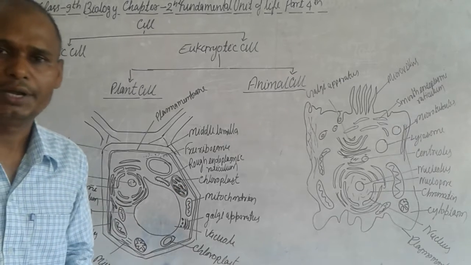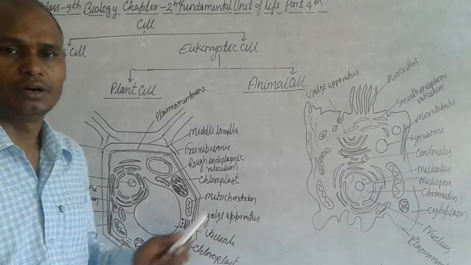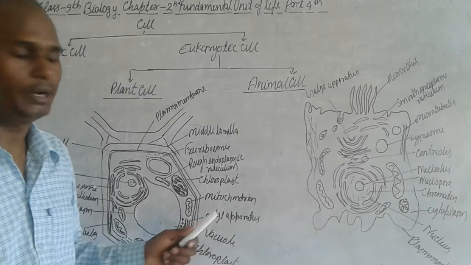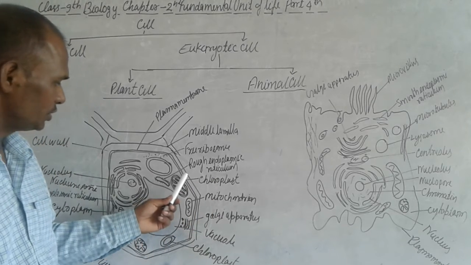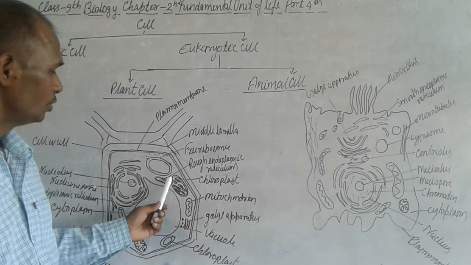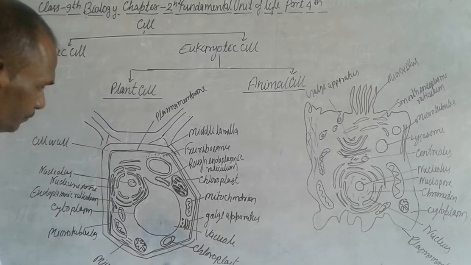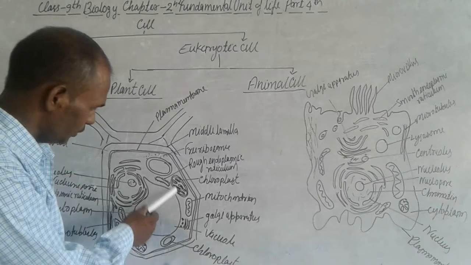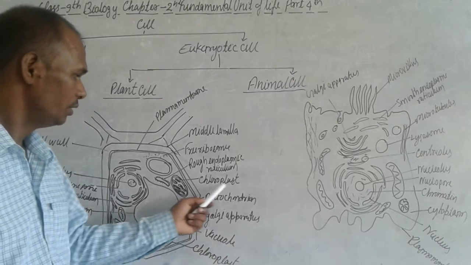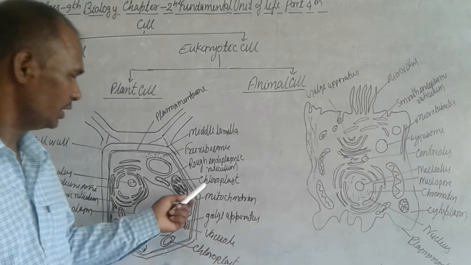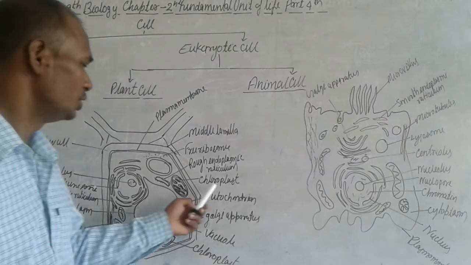There are two types of endoplasmic reticulum in a cell. First is the rough endoplasmic reticulum, and second is the smooth endoplasmic reticulum. This one has ribosomes, so it is the rough endoplasmic reticulum. You can see this structure. This is the chloroplast. This is the main part of the plant cell, because the chloroplast is involved in the photosynthesis process.